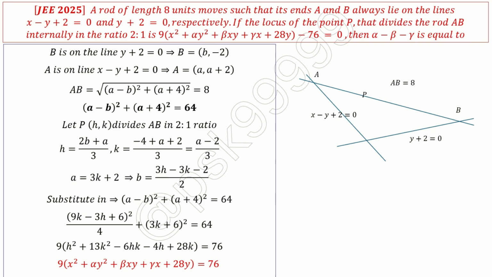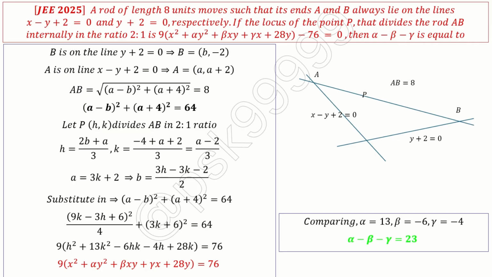(h, k) is the same as (x, y). So if I compare, I get alpha as 13, beta as minus 6, gamma as minus 4. So my alpha minus beta minus gamma is 23. That's the answer.